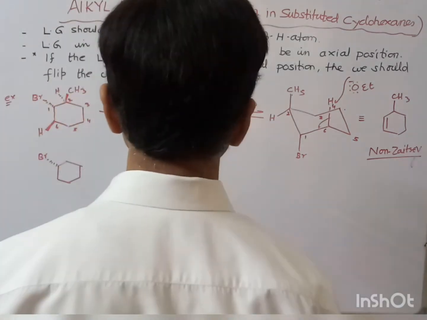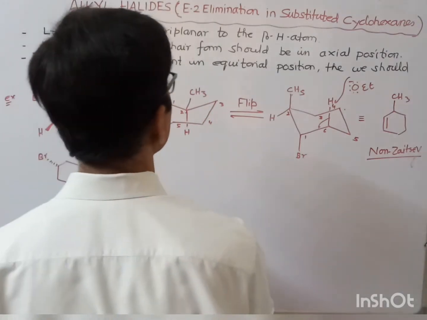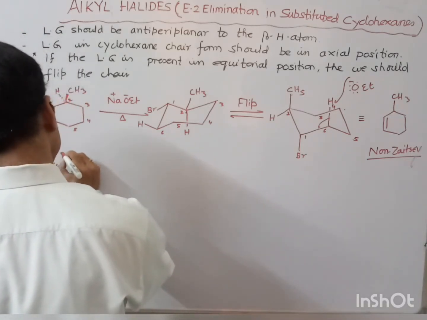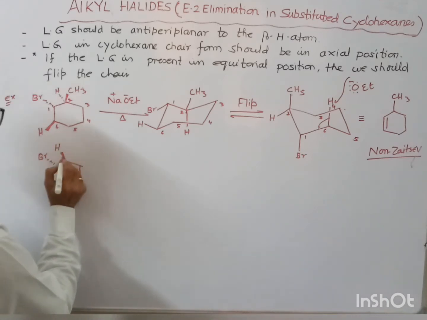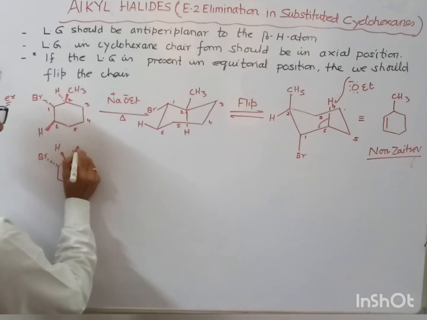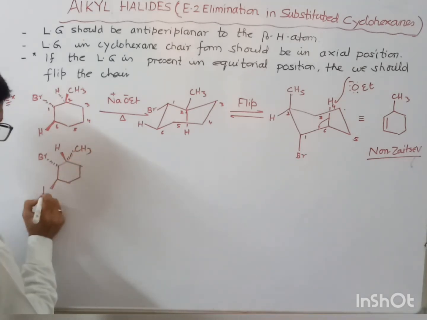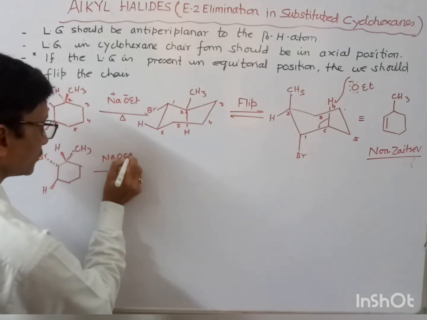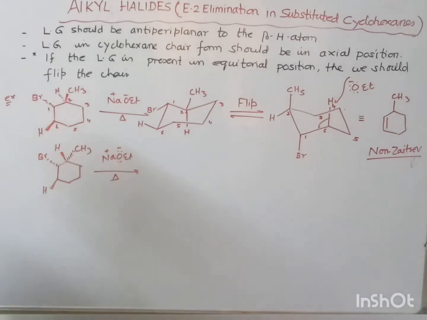Okay, so this is the bromine atom, and the hydrogen I have written here, suppose I write it like this. Here the hydrogen is below, and now this CH3 is like this, and both hydrogens. Now what would be the product in this case?